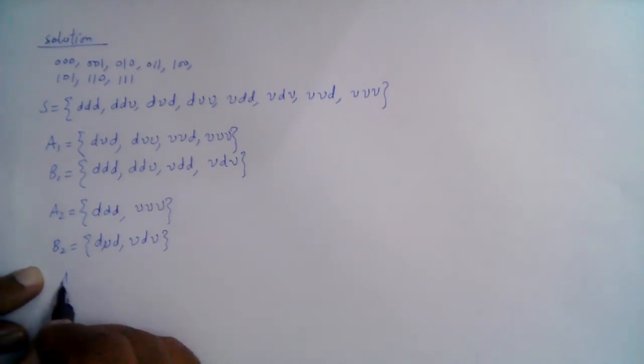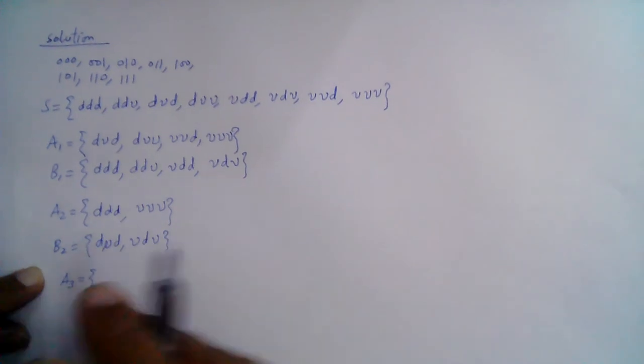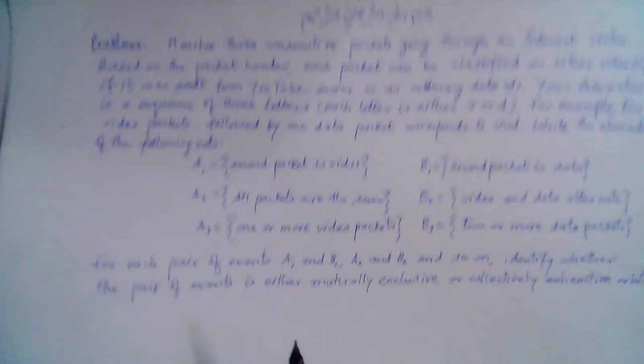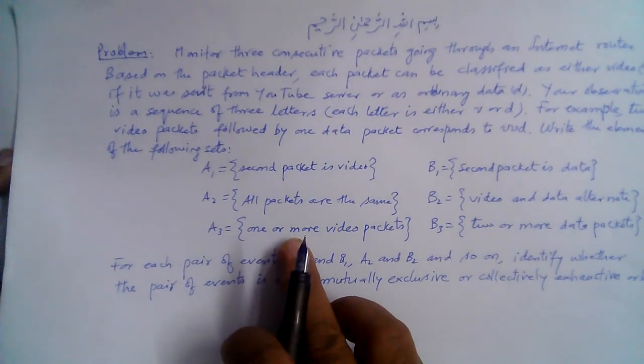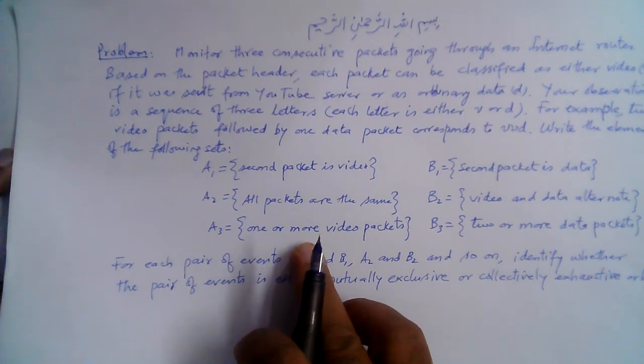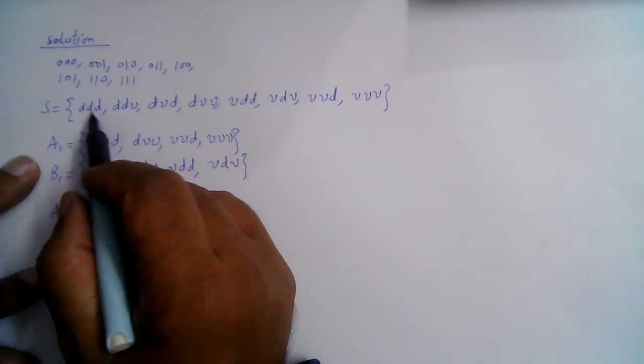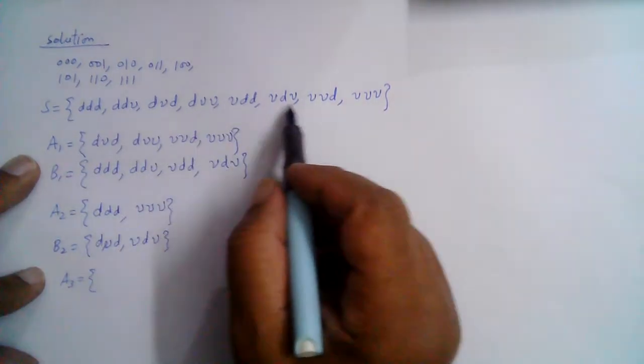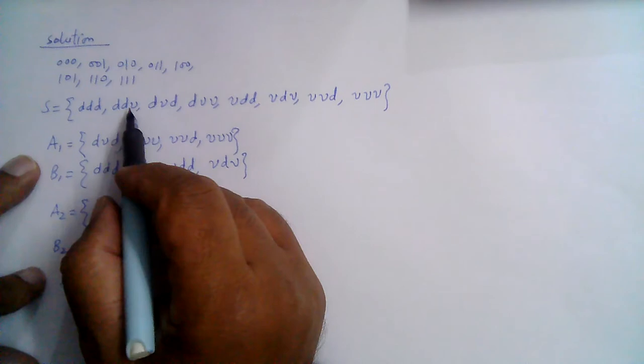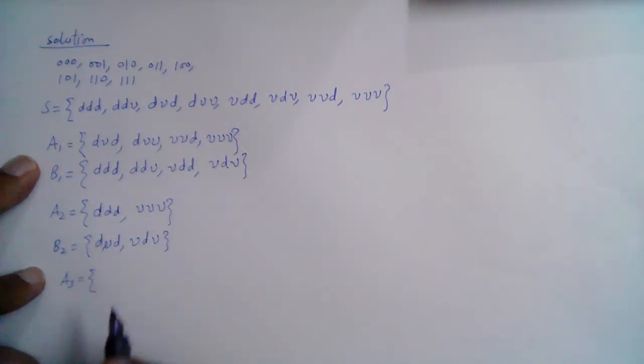Similarly, event A3 is one or more video packets, right? One or more video packets. So except this packet where all the packets are data, all other packets have at least one video packet, right? One or more video packets.